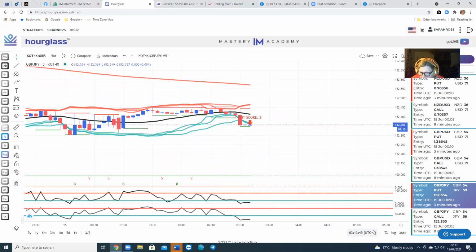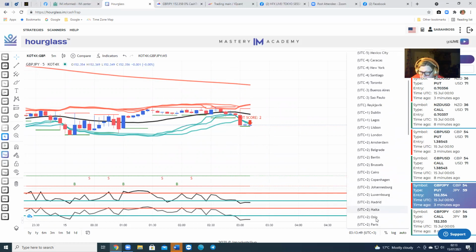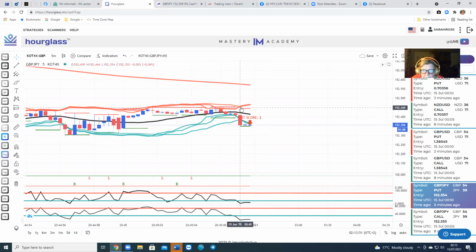This is the open of Tokyo, this one here. You can see it's formed 394, a new level of support, which should turn into resistance. Now it's struggling to get above the Bollinger Bands.